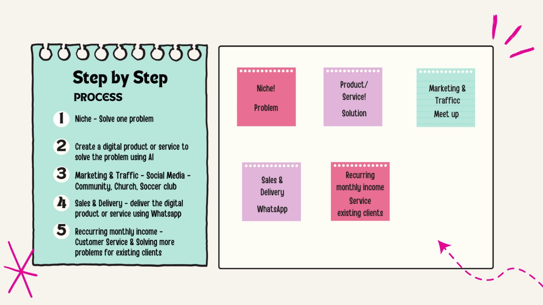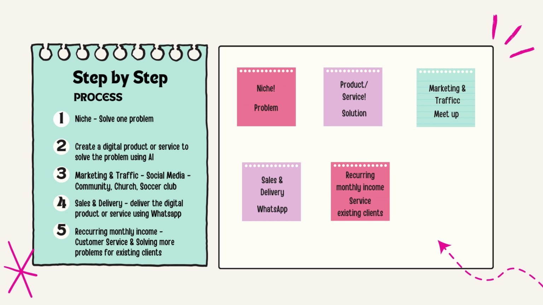The next step is creating a digital product or service to solve the problem, and we're going to use AI to do that. So we know what the problem is now: screen time management. How are we going to help parents get their kids away from the screen or manage that time, so they're not spending too much time on screen? We're going to create a product for that. It's either going to be a digital product like a guide or an ebook, or a service where you can consult with parents and give them advice or suggestions on how to limit screen time.